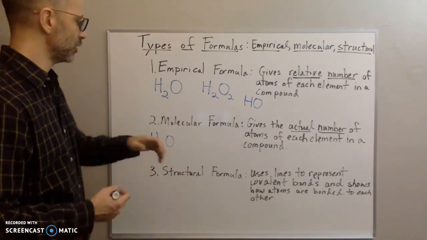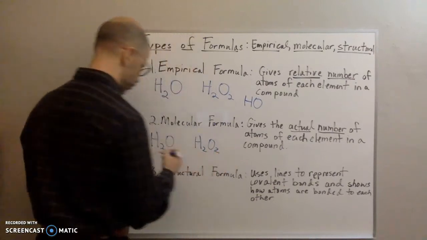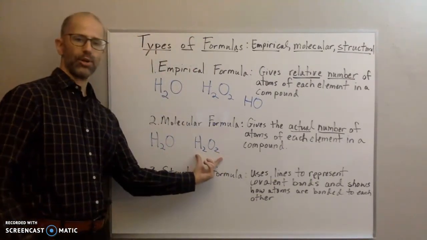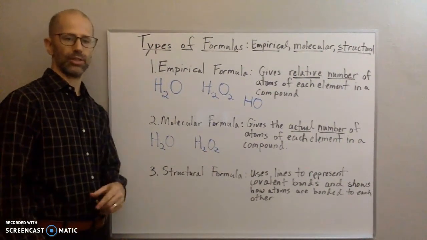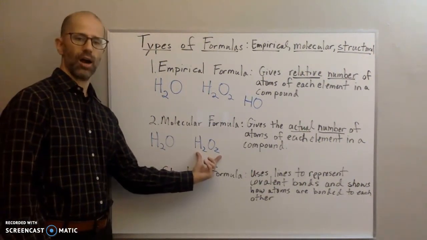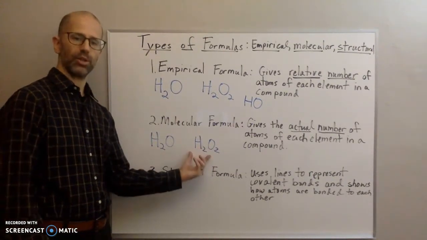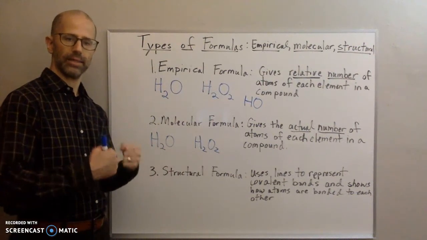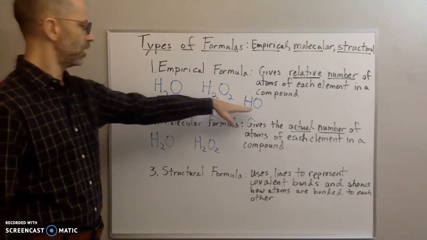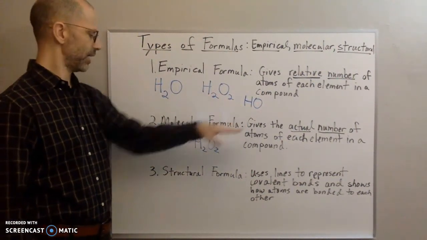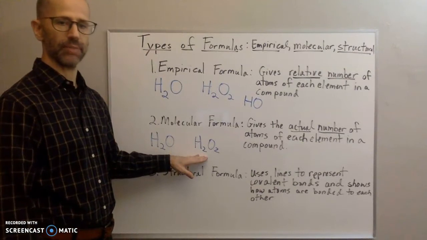But for hydrogen peroxide, the actual formula is H2O2. So here, the actual formula for hydrogen peroxide is 2 hydrogens and 2 oxygens, and those are the actual numbers, right? So if I have a molecule of hydrogen peroxide, that molecule is going to have 2 hydrogens and 2 oxygens bonded together in that molecule. Okay, so here the empirical formula of hydrogen peroxide and the actual formula are different. So sometimes they're the same, sometimes they're different.